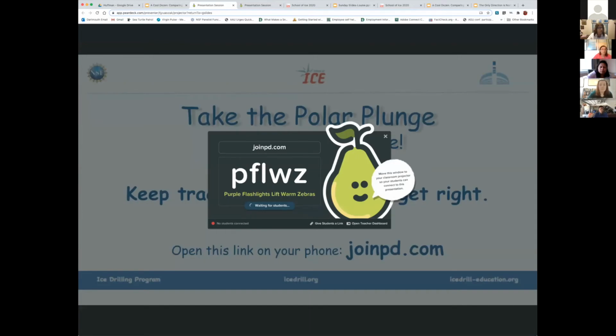Okay, so you see the code now is PFLWZ, and they always have this cute little thing, purple flashlights lift warm zebras. So you type in PFLWZ into your joinpd.com window.